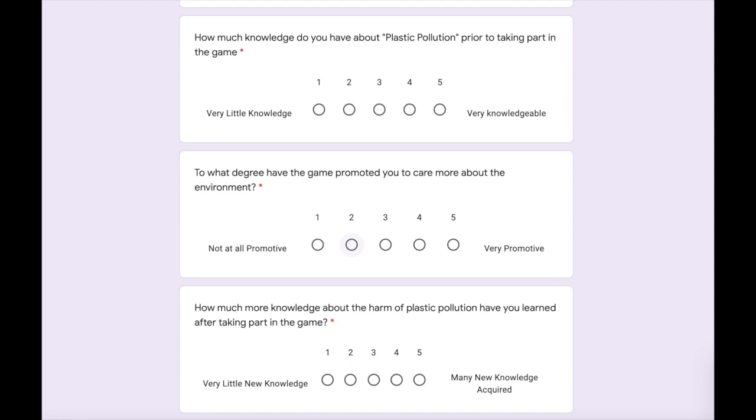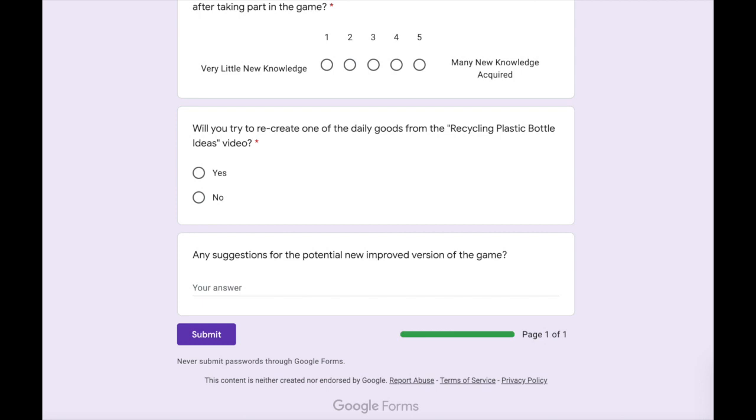The third question will ask how much knowledge they have gained from the info and facts presented in the game. The next question is about whether you are willing to try to recreate the household items from our DIY video. And finally, we ask if there are any suggestions for our project or basically any comments the participant would like to give. This question is optional.